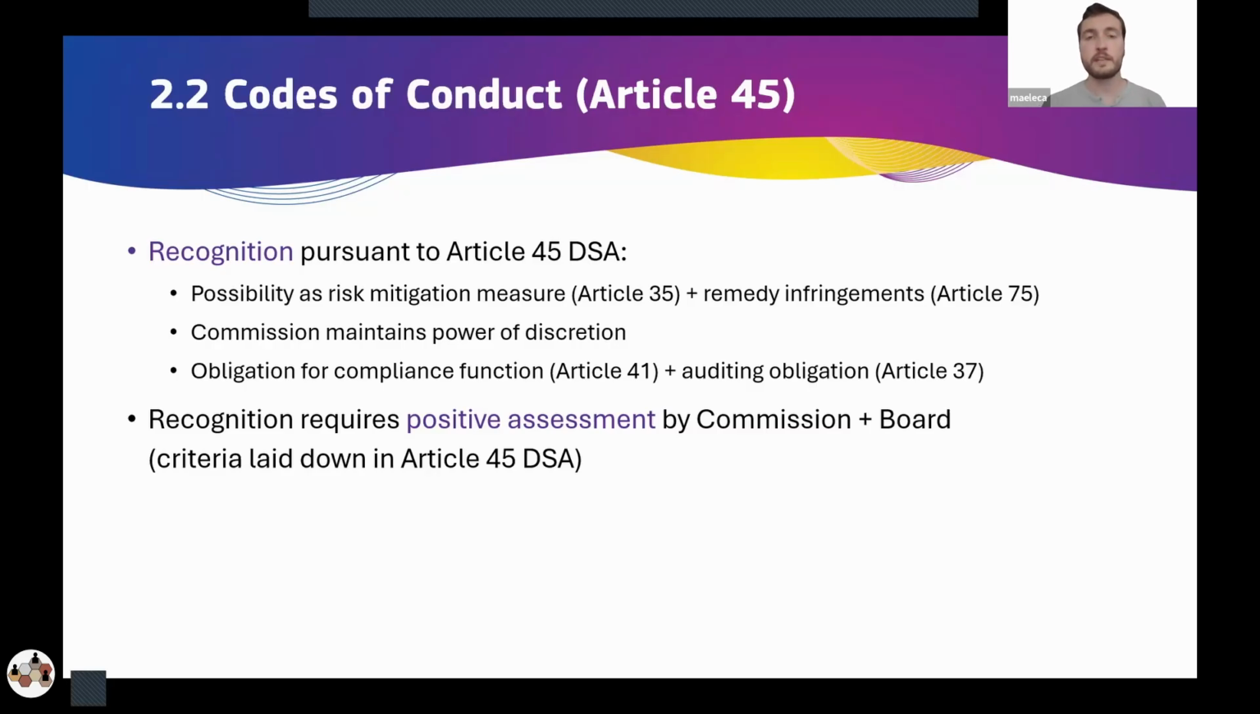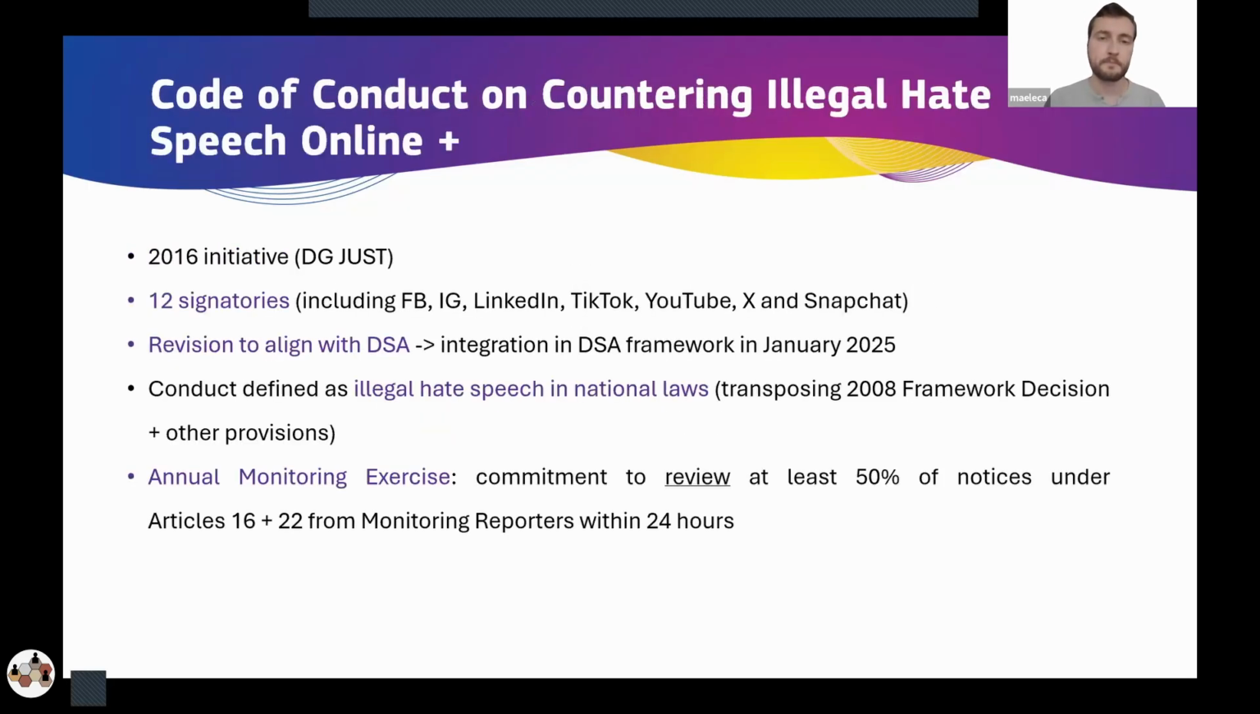It's also interesting to note that the company's internal compliance function and compliance officers also need to check whether a company really is following its commitments under a code of conduct. And these codes of conduct also need to be audited, which is quite interesting. And again, it makes clear that there is a link between this voluntary nature and also a bit more of the harder obligations that exist under the DSA.